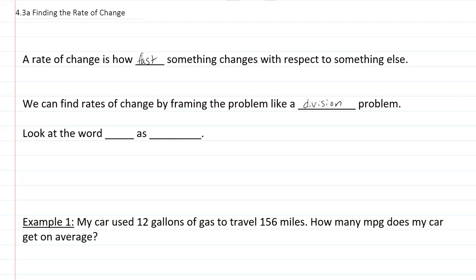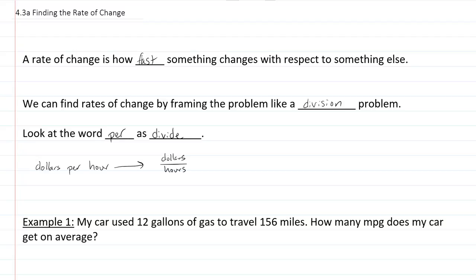So when we're doing this, we want to look at the word per as divide. Some examples of this might be dollars per hour, would translate to dollars divided by hours worked. So we put the total number of dollars we got on top and the total number of hours we worked, and we would get our rate of change of money. So say you get paid $9 per hour, dollars divided by hours would then be 9.